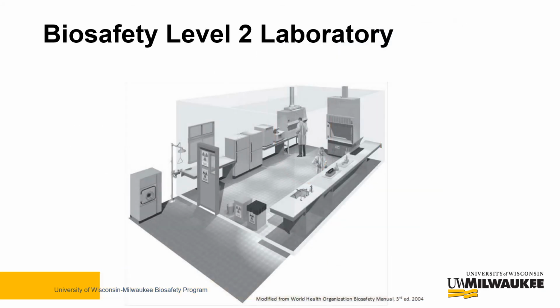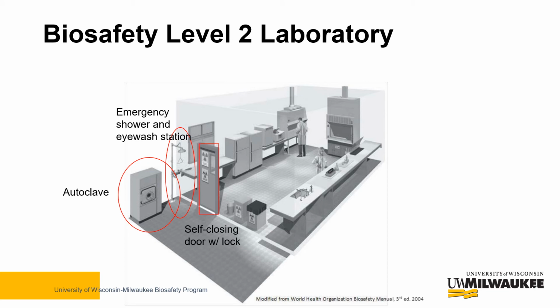In addition to anything just listed in BSL-1 laboratories, BSL-2 laboratories have additional considerations. An autoclave must be on site, preferably near the laboratory. An emergency shower and eye wash station have to be present. The door should be self-closing with a lock. Signage should be posted on the door. A biosafety cabinet is available for any aerosol generating procedures.